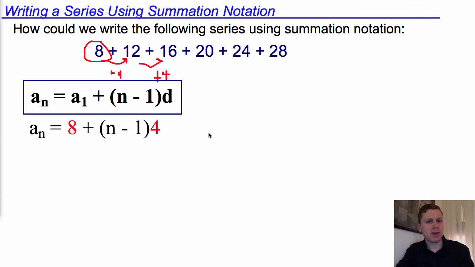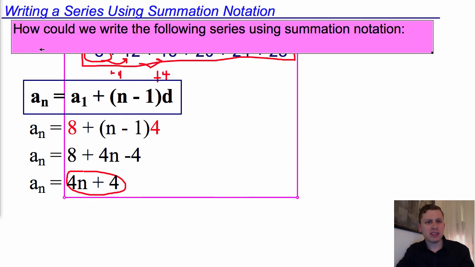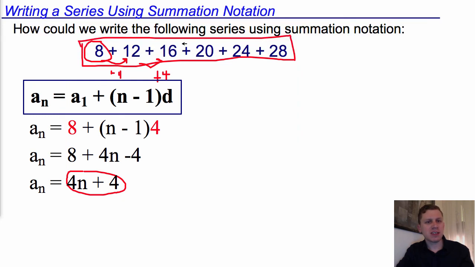So let's plug in. I'm going to distribute the 4. I'll get 4n minus 4. When I combine like terms, 8 and negative 4 will become 4. This here would represent this expression if it was a sequence. However, it's not a sequence, it's a series, and I can tell it's a series because of these plus signs. So for that reason, I'm going to use summation notation, and I'm just going to put this function rule here.